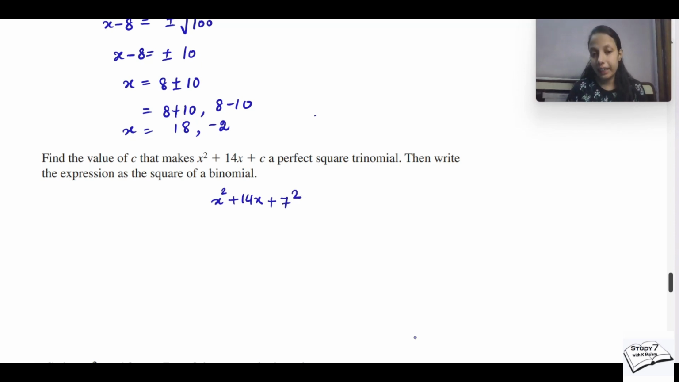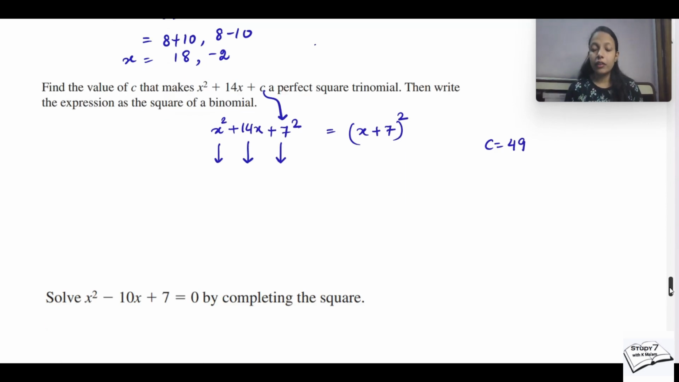Then it forms a square plus 2ab plus b square, x plus 7 whole square. So what should we say? c is 49. Don't say 7. c is 49. Okay? Alright.